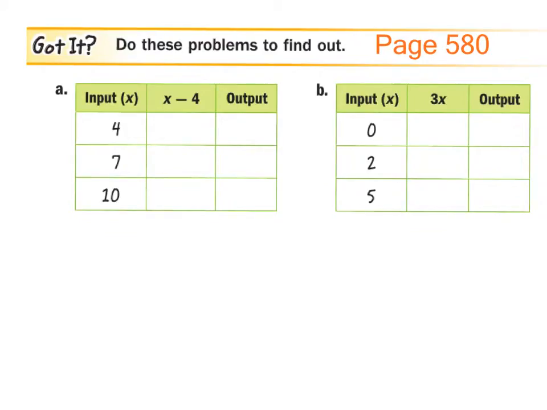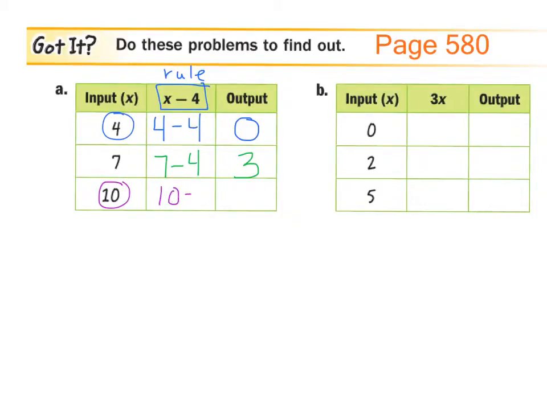So let's give a couple of these a try, and feel free to pause the recording and then turn it on to check your work with mine. So let's do this first one together. If our input is 4, and the rule is x take away 4, if I pretend that x is 4, I would subtract 4, and my output is 0. If I put in 7, I'm going to take 7 minus the 4, and I'll get 3. And if I put in 10, I'm going to take 10 minus 4, and I will get 6.